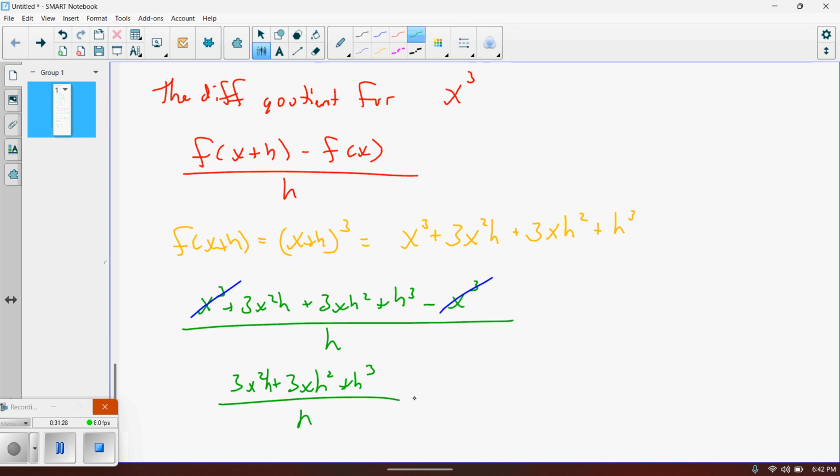So now we can divide the h out of everything, and we are left with 3x squared plus 3xh plus h squared. And that would be the difference quotient for x cubed. And that's one of the practical reasons you could use this. If you had to do it for x to the fourth, again, you could very easily plug in x plus h to the fourth, expand it out, and then work it out that way using this binomial theorem.